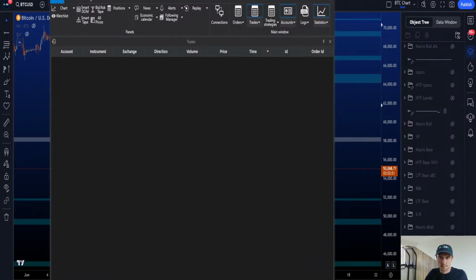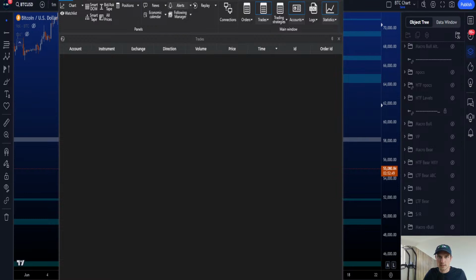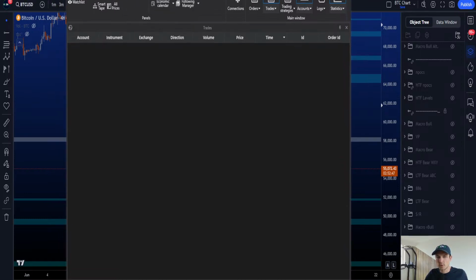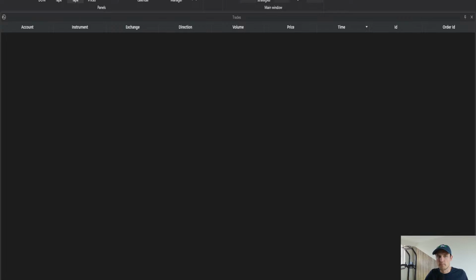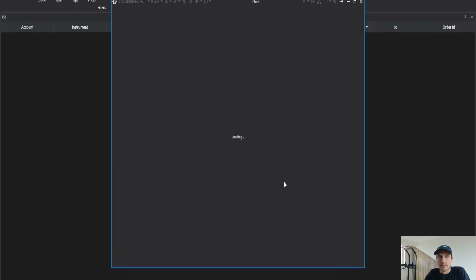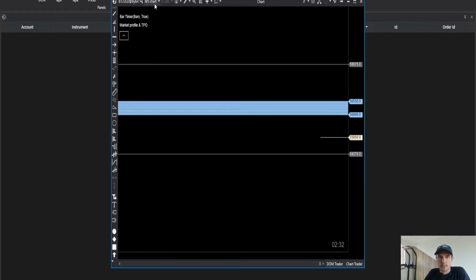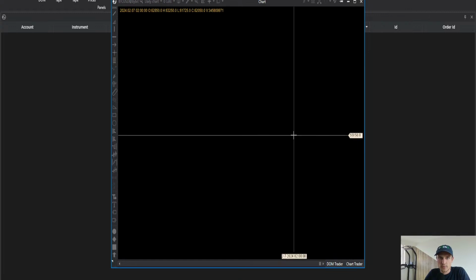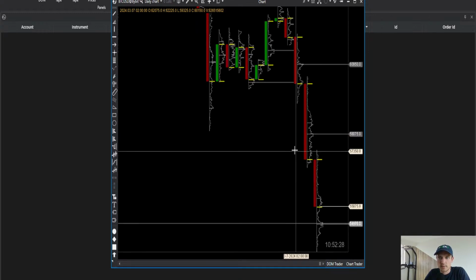Thank you. So this is Atas. Again, it's a free software for crypto, right? If you want to use it for other markets, you'll have to pay. But for crypto, it's free. My templates are in Discord, also absolutely free. And this is the template for the daily naked point of control. So we go to the daily time frame here.